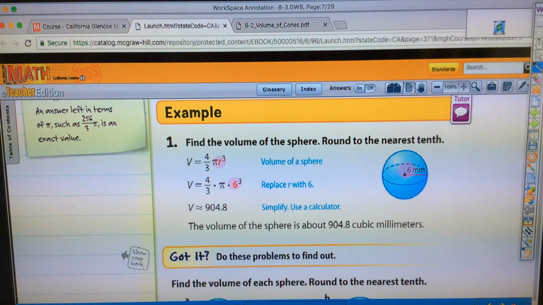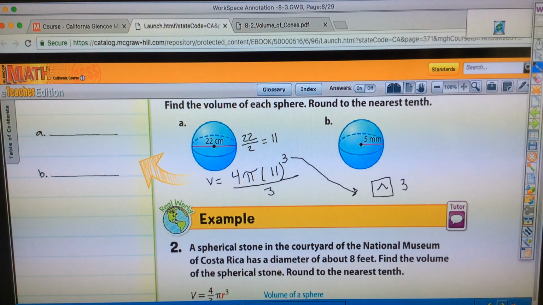Okay? So I'm actually going to have you guys do, let's try A. First thing to notice about A is they are giving you diameter. Just like in 8-2 and just like in 8-3, you need radius, so take that diameter and cut it in half. Divide by 2. So half of 22 means our radius is 11. Okay? So volume is equal to 4 pi times 11 cubed divided by 3.